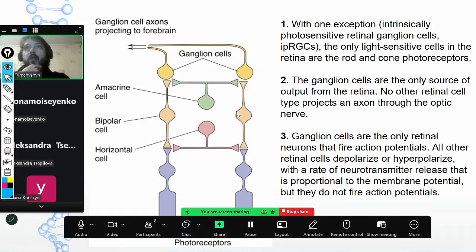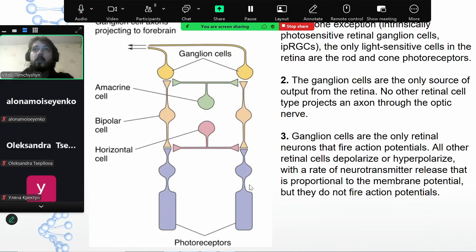Okay, so what are the points to notice? With just one exception, the only light-sensitive cells in the retina are rod and cone photoreceptors. They are the only ones, with just one exception: the so-called intrinsically photoreceptive retinal ganglion cells, or ipRGCs. You may check in the literature what they are doing, but at the moment, rods and cones are more than enough for us.